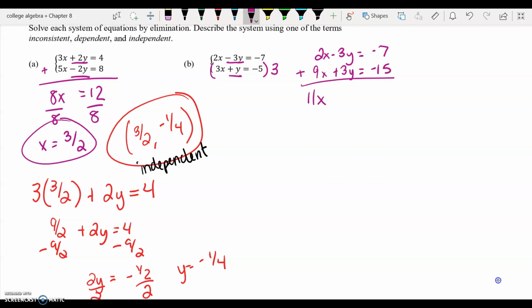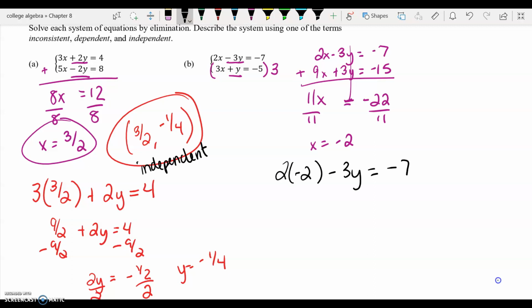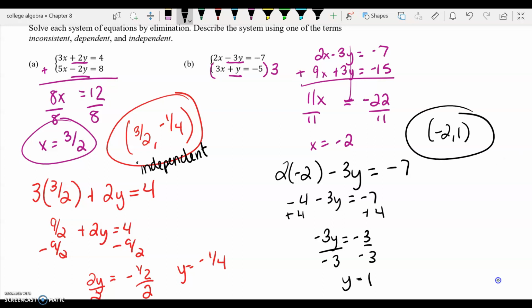I get 11x equals negative 22. Divide by 11. X equals negative 2. From there, I'm going to take that, plug it into either equation. I'm going to plug it into the top one. Solve it. You get y equals 1. Again, you could double check these by plugging them into both equations to make sure it works. But you just know it works.